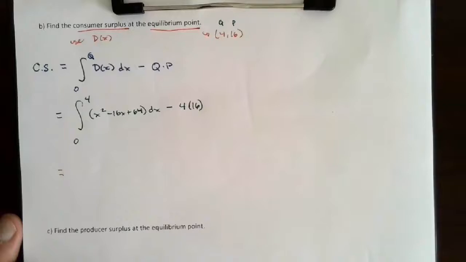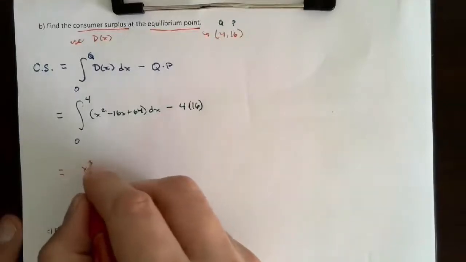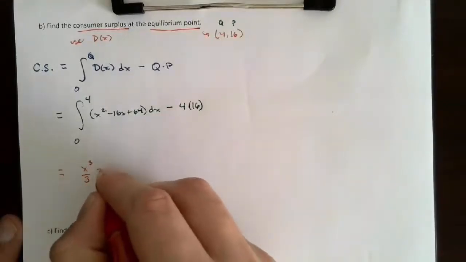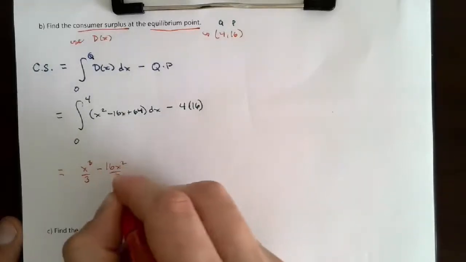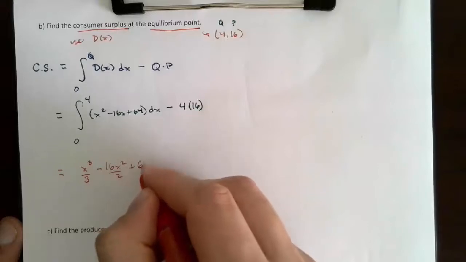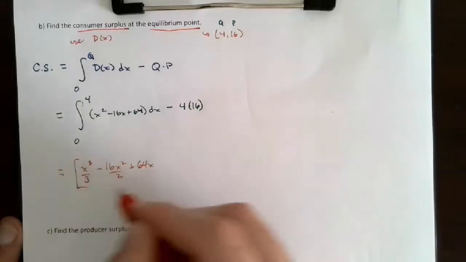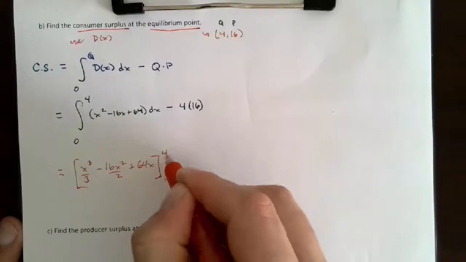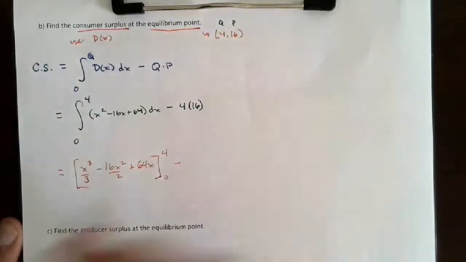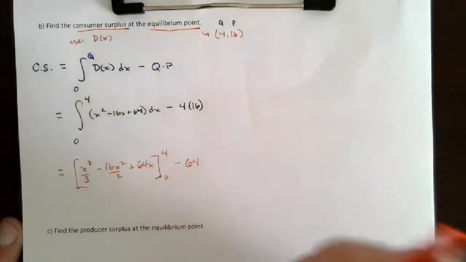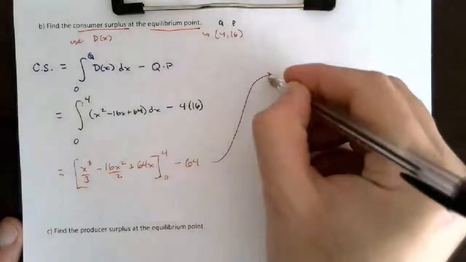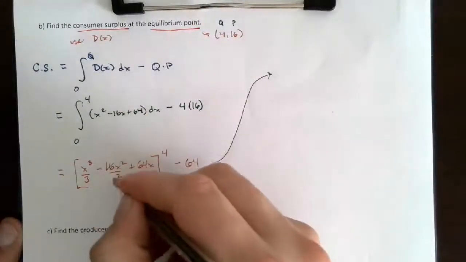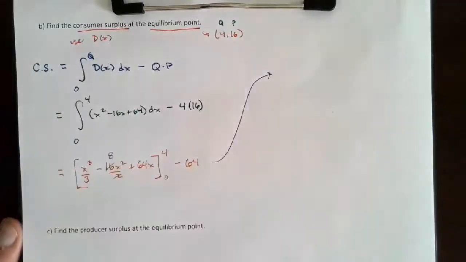I've got x to the third over 3, minus 16x, will be minus 16x squared divided by 2, plus the antiderivative of 64, which is 64x. This is getting evaluated from 0 to 4. Minus 4 times 16, so minus 64. And then from this point we're going to evaluate. The 16 and 2 will cancel to an 8x squared here.